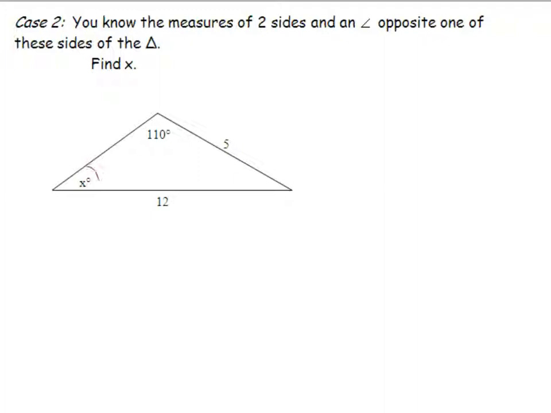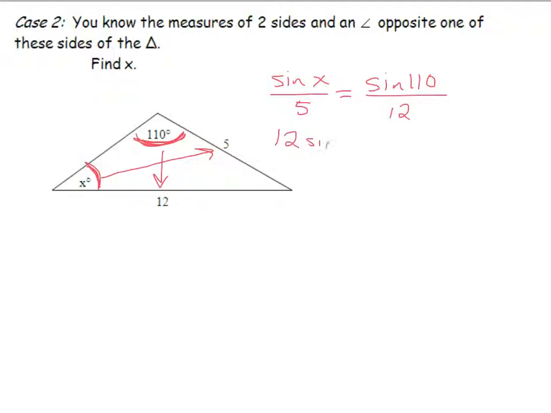I'm going to start off with the angle of x, so I'm going to say sine of the angle, because it's always the trig function and the angle next to it, over its opposite side, 5, is equal to, let's take a look at the other angle, sine of 110 degrees over its opposite side, which is 12. So we're going to go ahead and cross multiply. So I get 12 sine of x equals 5 sine of 110.